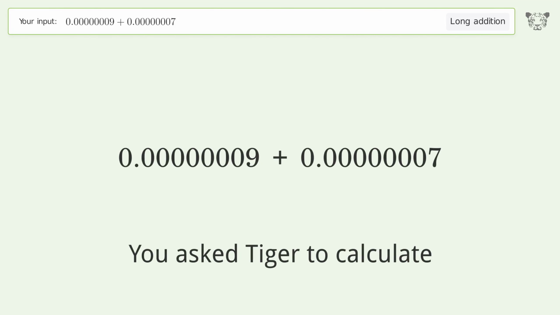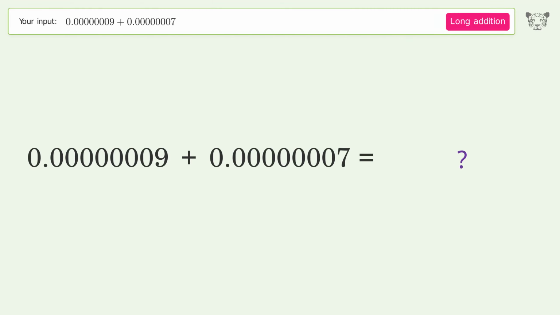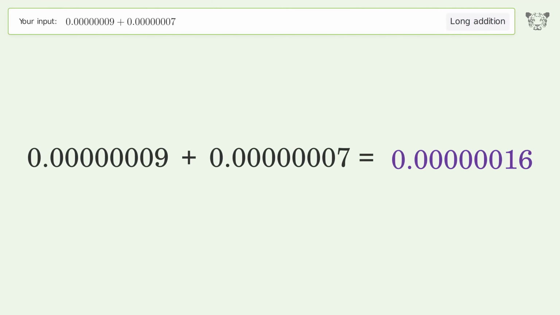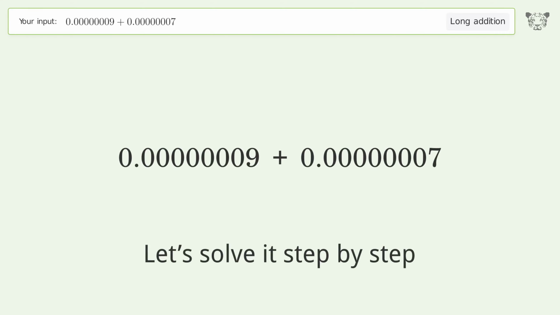You ask Tiger to calculate. This deals with long addition. The final result is 0.00000016. Let's solve it step by step.